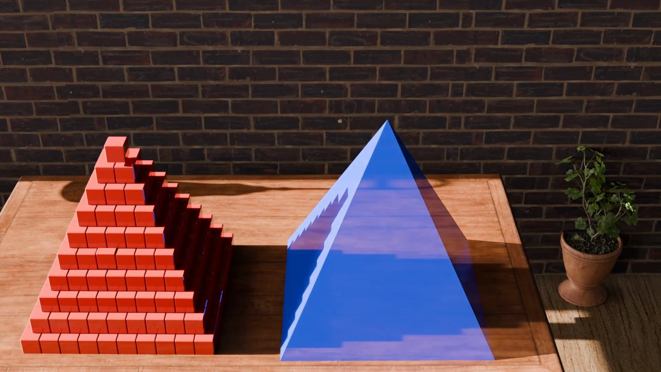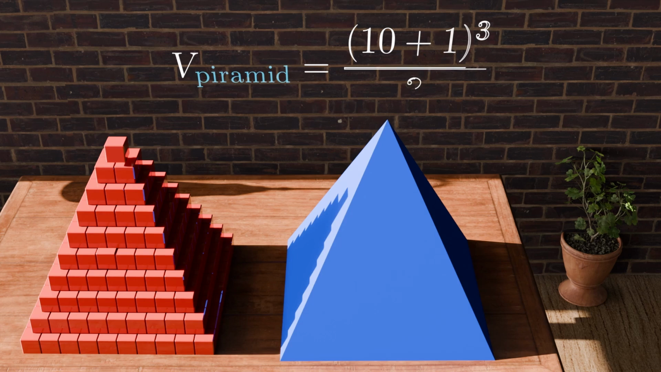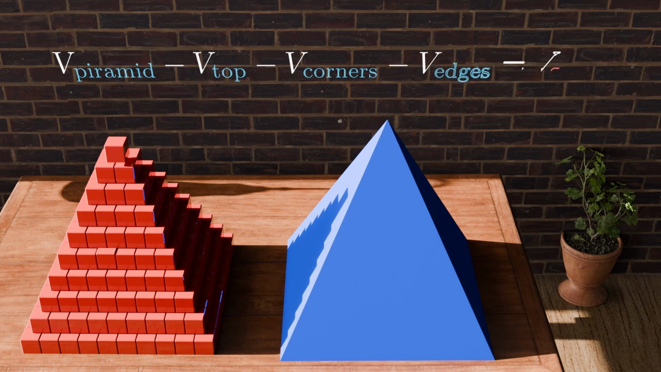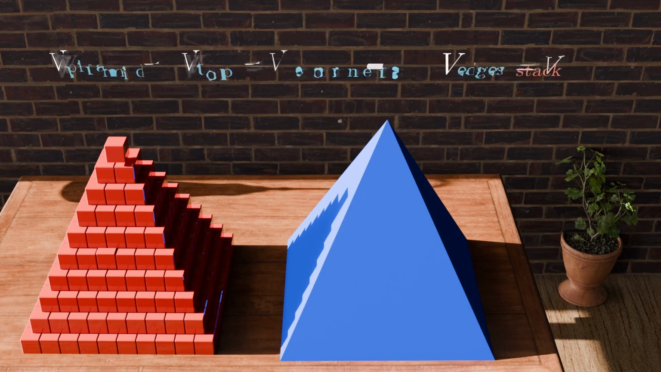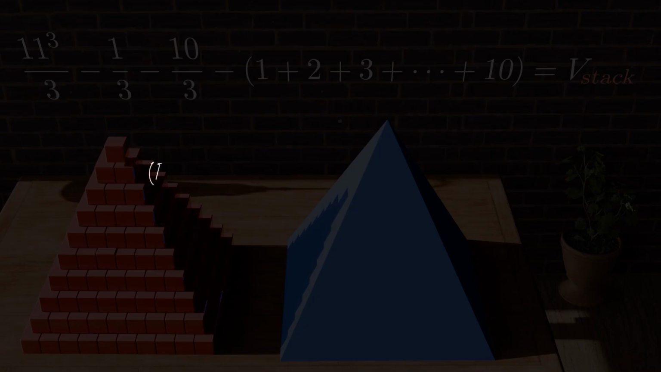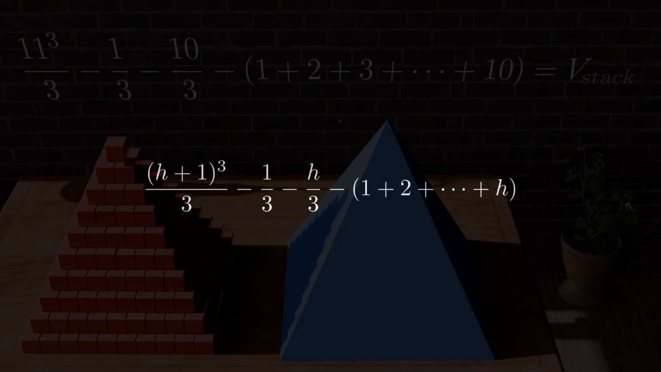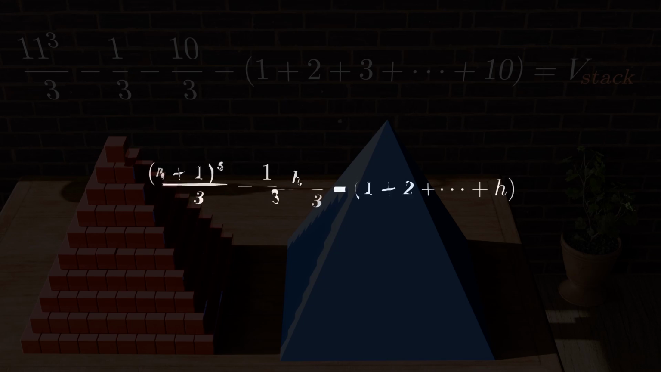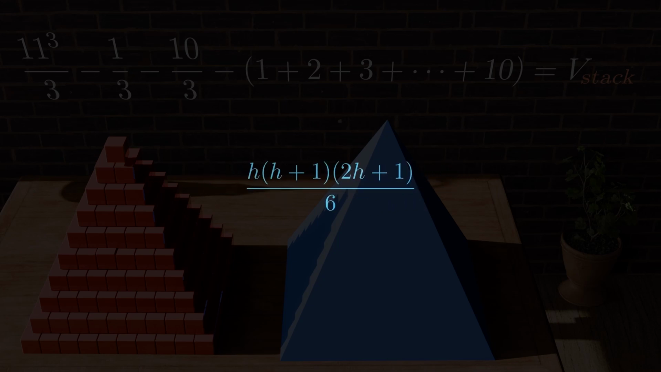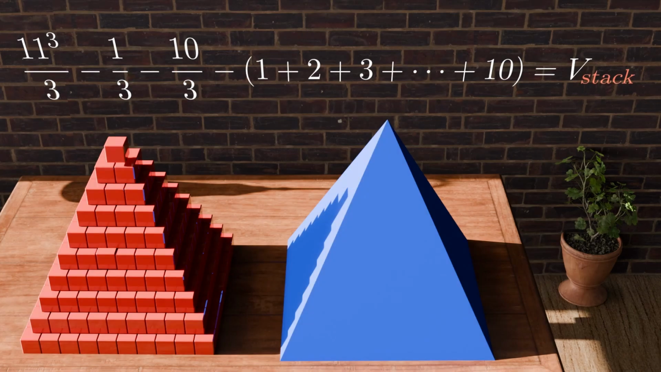The volume of the full pyramid is 11 to the 3rd power divided by 3. But to get the volume of our shape, we have to subtract the parts we added earlier, and that is the top, the corners, and the edges. Stick with me, this will make sense in a moment. If we generalize, instead of 10 we use the variable h for height, we get this. And after simplifying, we get exactly the formula for the sum of squares.